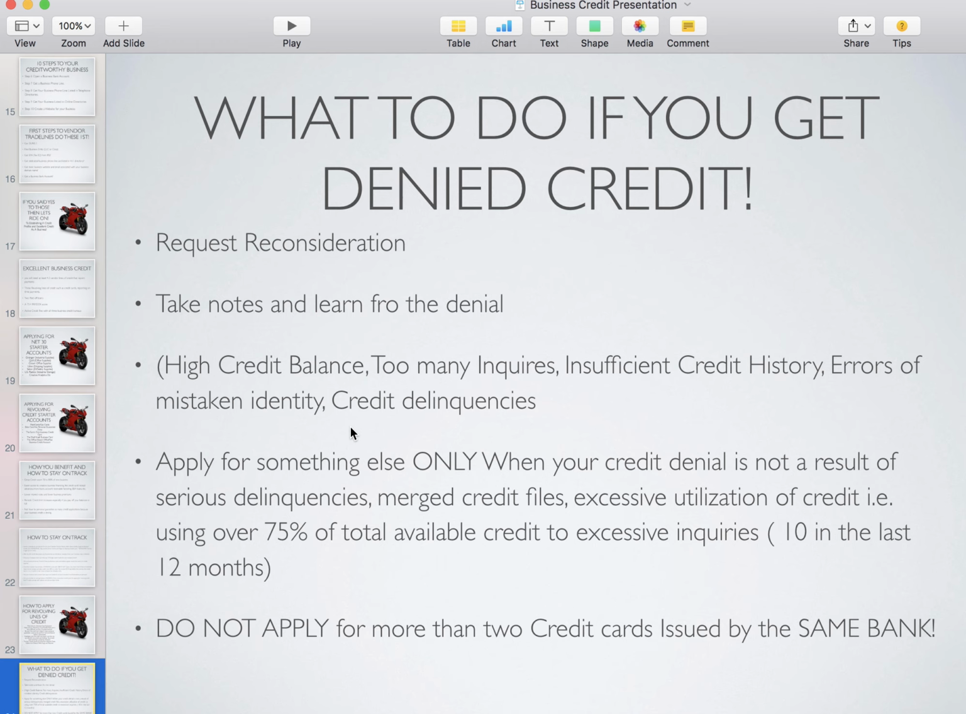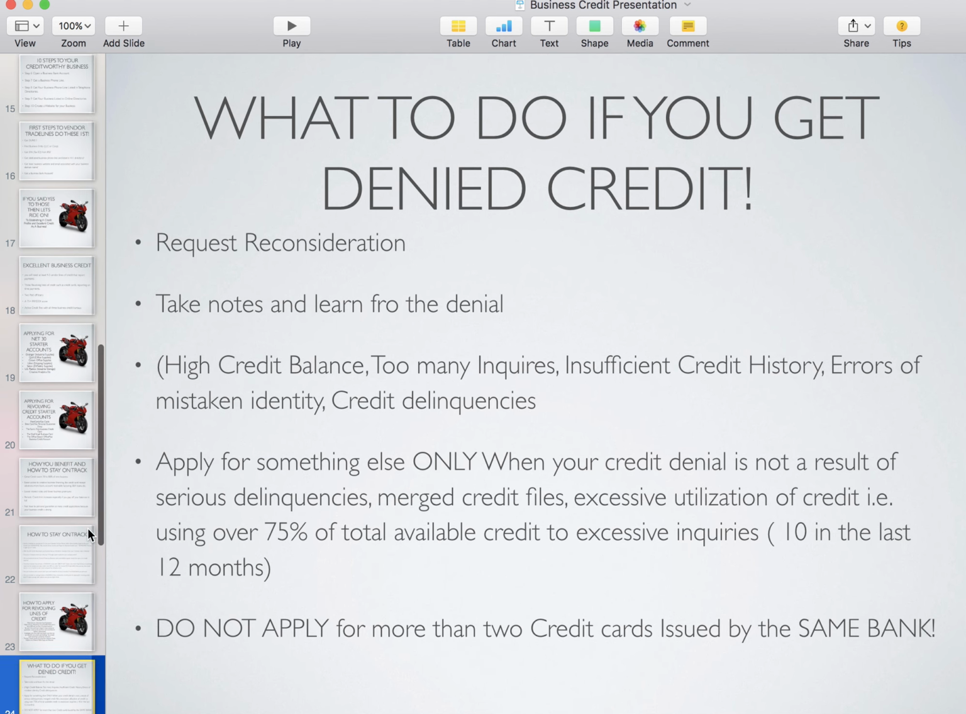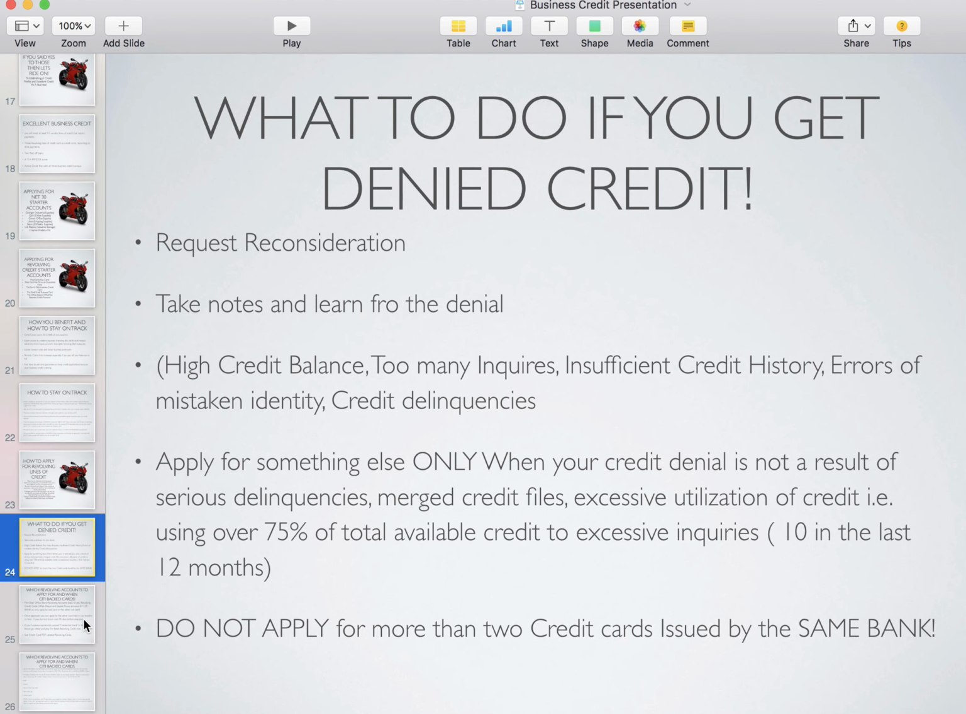So, all right. Here's a very important thing to remember. Do not, I repeat, do not apply for more than 2 credit cards issued by the same bank. So what we're going to do in the next sections down the line is break down who banks with Citibank, who banks with GE, who banks with who, so you'll know. This is why it's very important to understand what's going on when you're looking at these banks.